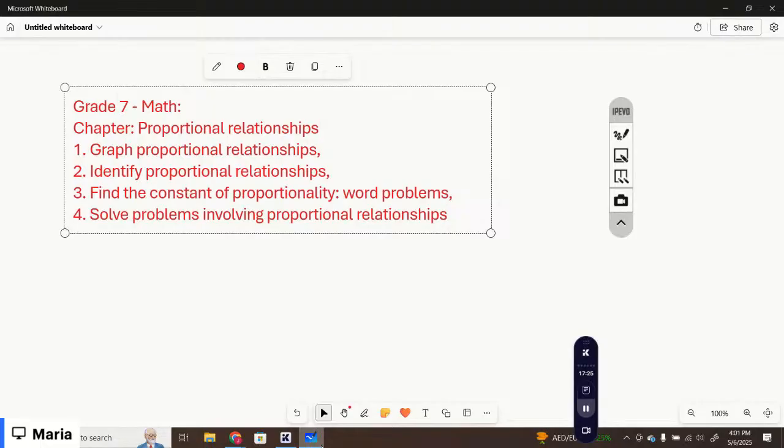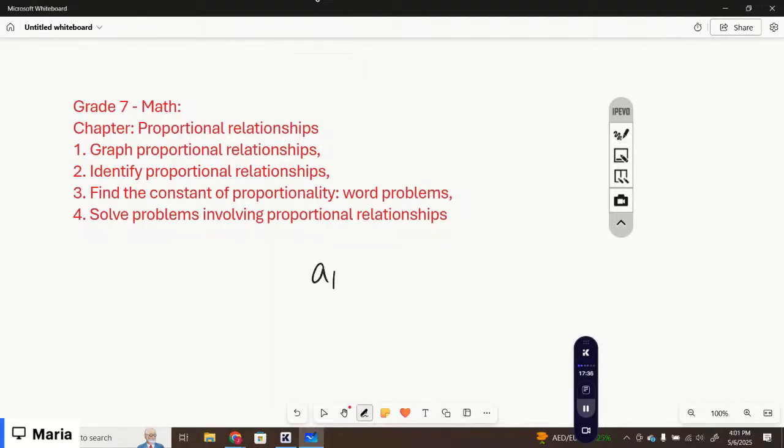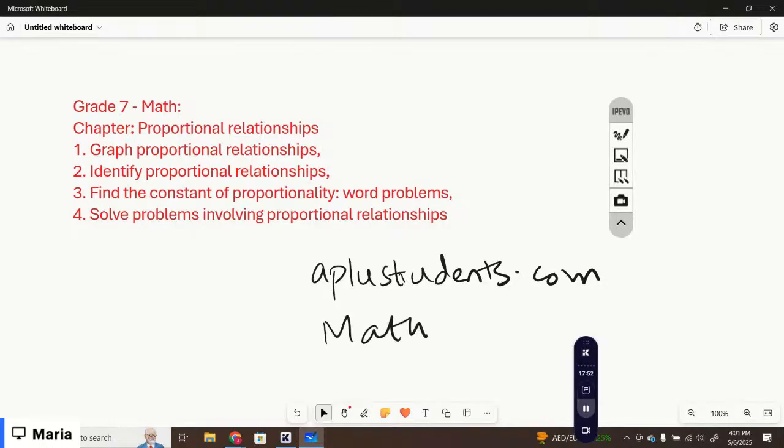We are here for grade 7 math. You can find all the lessons on aplustudents.com. You have to log in there using your email address and password as provided by the administrator. Then you have to select math from the subject tab. Scroll down to grade 7 math and then click on view all lessons. There you can find a list of the chapters.